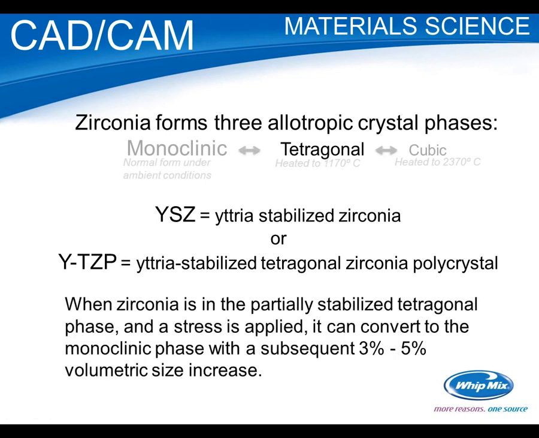Now, the magic of zirconia, what makes it special, is the following. When it is stressed, so we have partially stabilized tetragonal zirconia, when a stress is applied, it'll convert to the monoclinic. It's going to go back from the tetragonal to the monoclinic with a subsequent increase in size. So let me show you this little model.